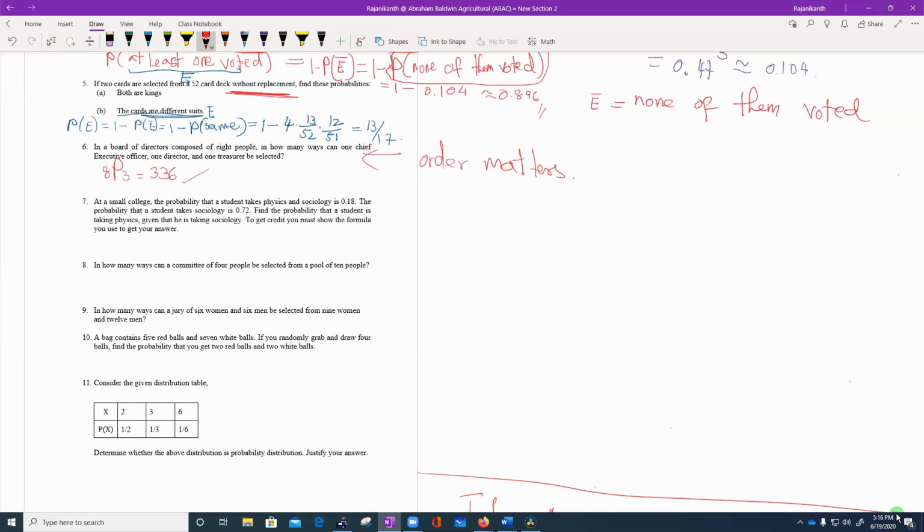The next one is, do you understand which formula you are supposed to use, number 7? Conditional, right? Yes. You see now, the question is find the probability the student takes physics given he is taking sociology. So you have to use the conditional. The question is the probability of the student studying physics given that he is taking sociology. So make sure that you understand.